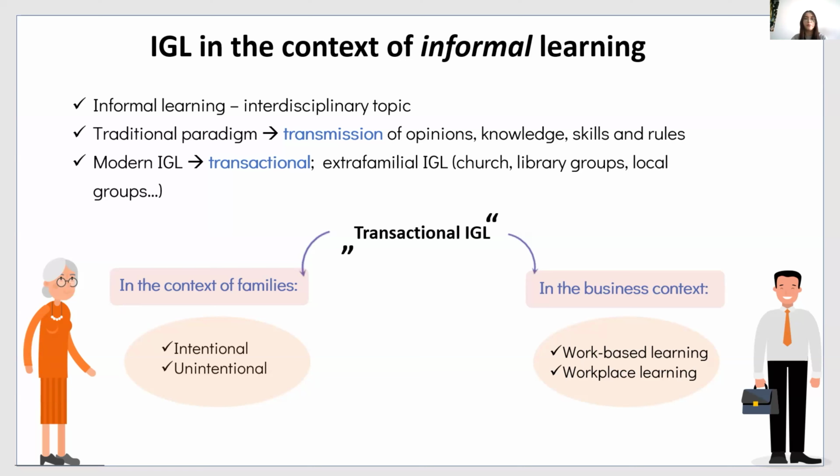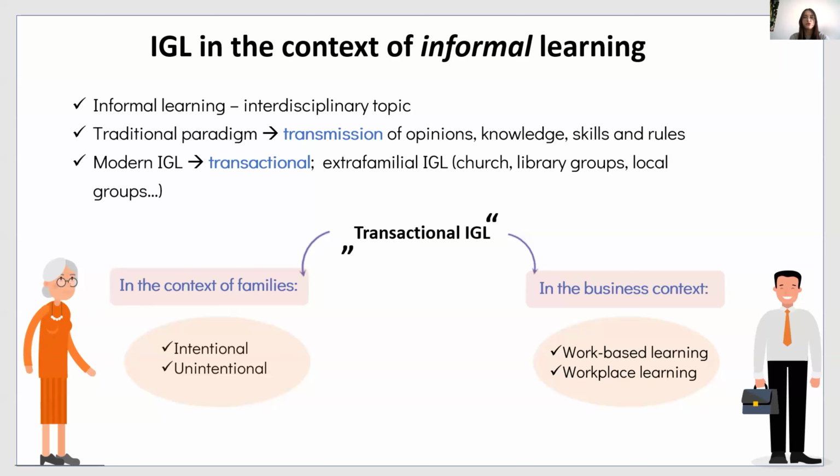Traditionally, it was viewed through a familial lens, focusing just on older family members transmitting knowledge to younger generations. However, modern IGL emphasizes and is characterized by members not being family related, or extra-familial. And this means that informal IGL doesn't have to come exclusively from inside the family, but it can be observed in different local groups, libraries, church communities, or so on. And this contemporary perspective emphasizes the transactional nature of learning, where both the younger and older individuals mutually benefit.